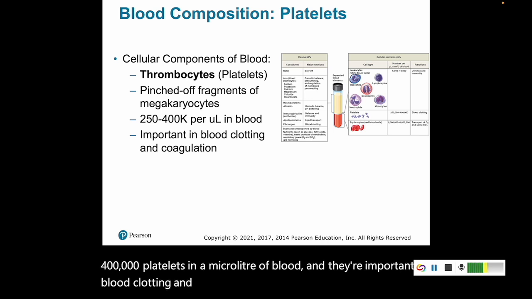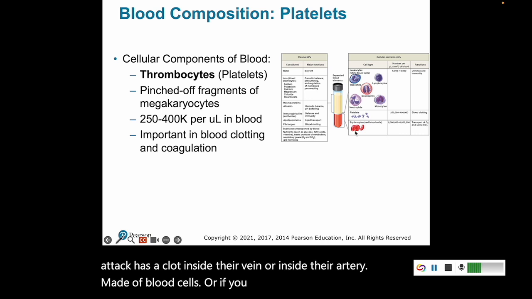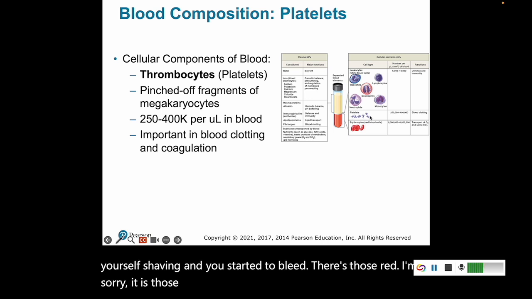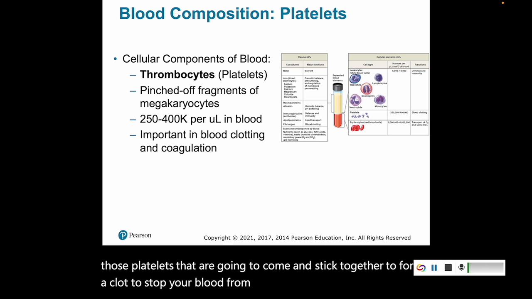So someone who's had a heart attack has a clot inside their vein or inside their artery made of blood cells. Or if you have cut yourself, maybe you cut yourself shaving and you started to bleed, it is those platelets that are going to come and stick together to form a clot to stop your blood from bleeding.